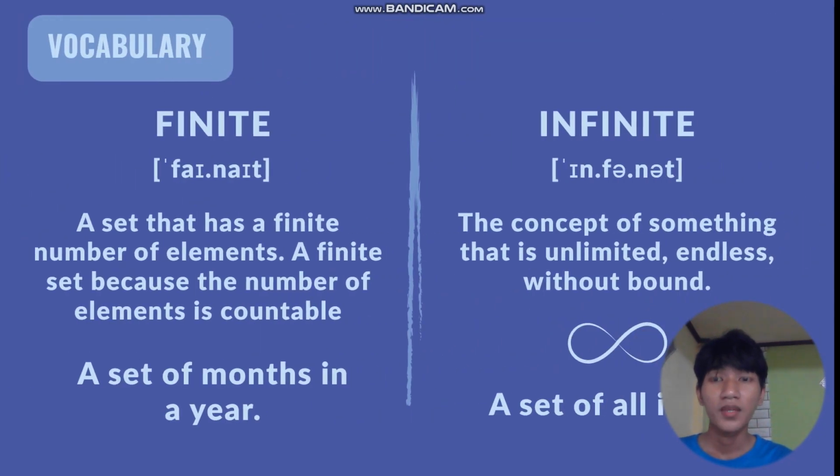Next word is finite. Finite is a set that has a finite number of elements. A finite set, because the number of elements is countable. We have to highlight this word, countable. Finite is countable, and we have infinite on the right side. The concept of something that is unlimited and without bounds. Finite is countable, and infinite is uncountable.